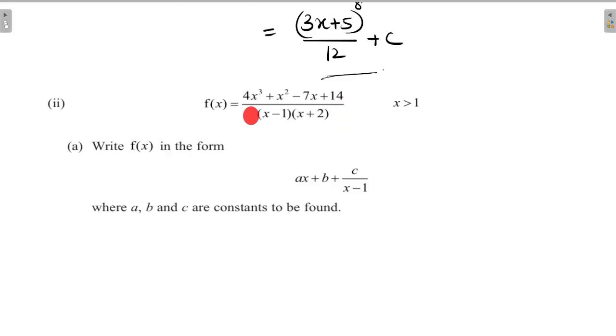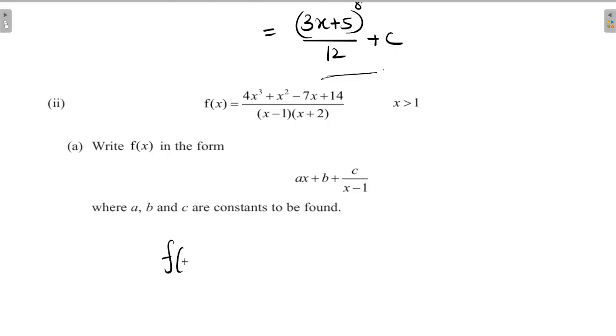f of x is the fractional form of the expression. Write f of x in the form a x plus b plus c by x minus 1, where a, b, c are constants to be found. This expression we are going to divide by the divisor. So let us rewrite this.